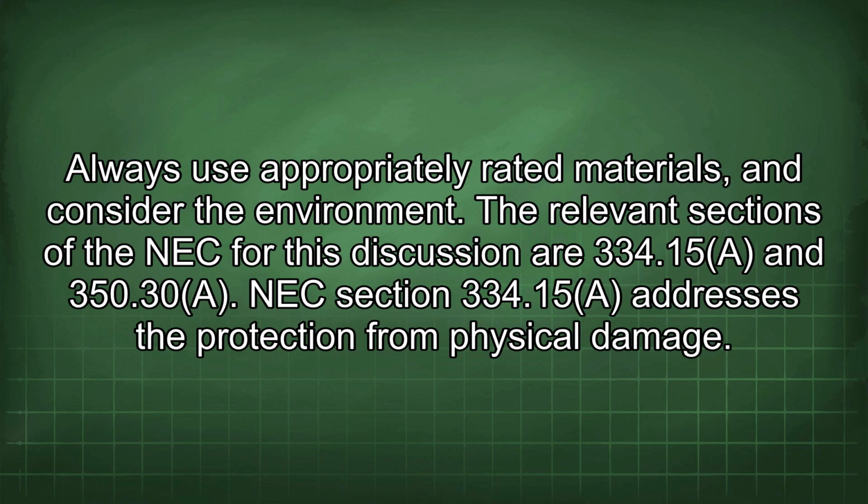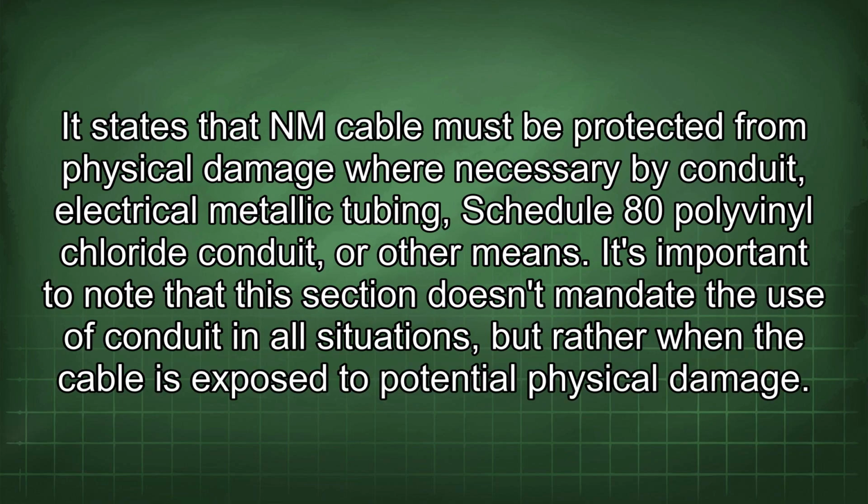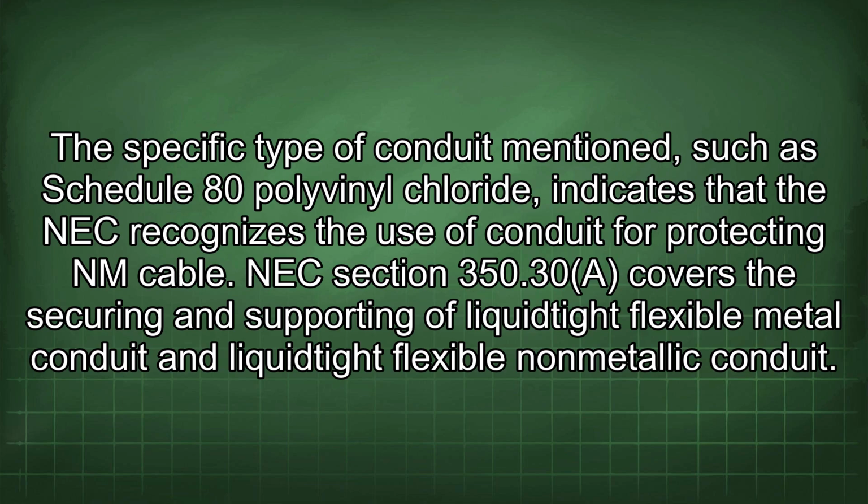NEC Section 334.15 addresses the protection from physical damage. It states that NM cable must be protected from physical damage where necessary by conduit, electrical metallic tubing, Schedule 80 polyvinyl chloride conduit, or other means. It's important to note that this section doesn't mandate the use of conduit in all situations, but rather when the cable is exposed to potential physical damage. The specific type of conduit mentioned, such as Schedule 80 polyvinyl chloride, indicates that the NEC recognizes the use of conduit for protecting NM cable.